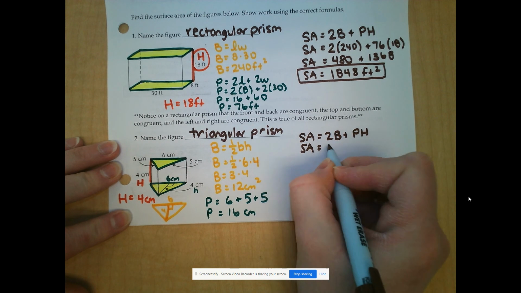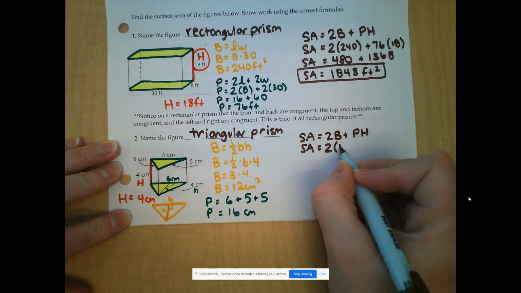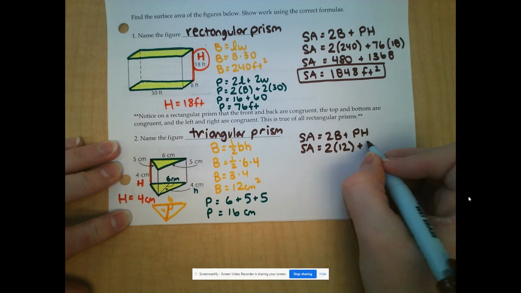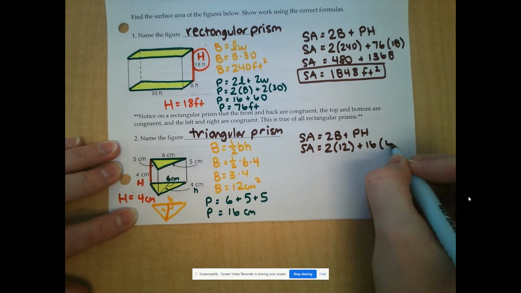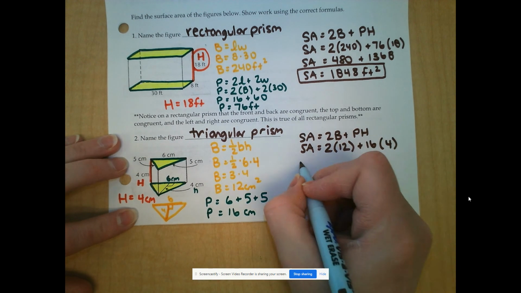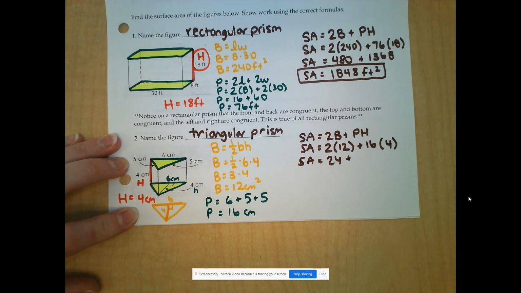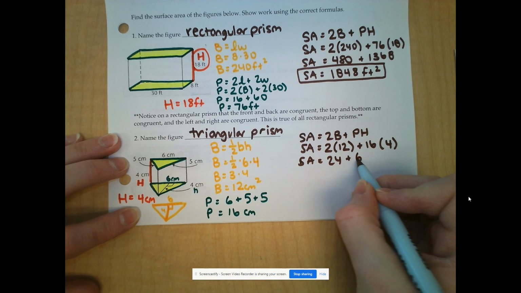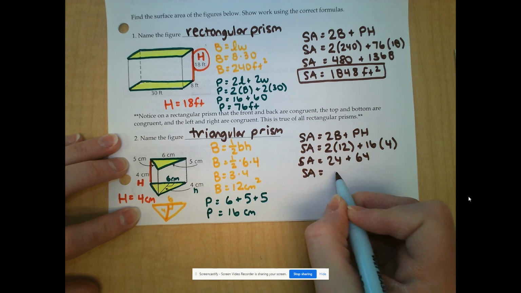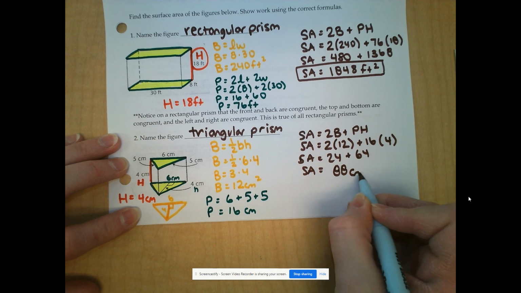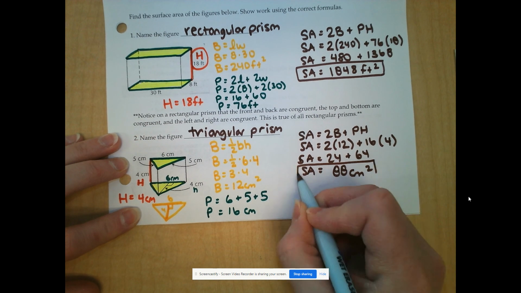In order to find the surface area, I need 2 bases. They are each 12, plus the perimeter, which was 16, times the height of the prism, which is 4. So that is 24 plus, now 16 times 4 is 64. Added to the 24, a surface area of 88 centimeters squared.